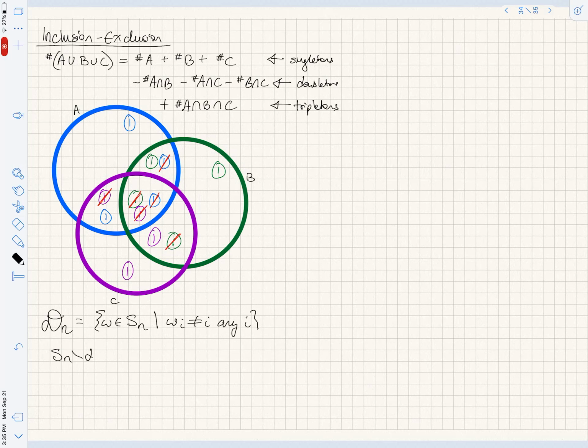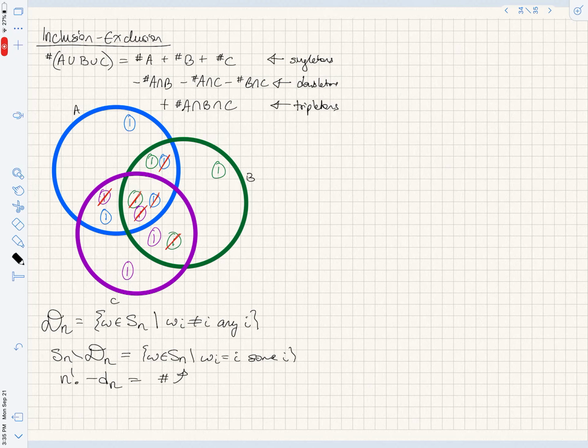Well, I can take the complement of derangements. So that's going to be Sn minus Dn. And this is going to be the set of w in Sn such that w_i equals i for some i. And now that's exactly what's going to give me sets. And why is the problem equivalent? Well, I know how many permutations there are. This Dn is the number I want to count. So if I can count this, I'm done. Well, how can I count that?